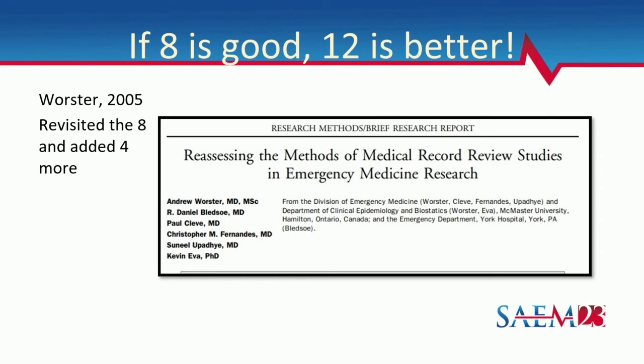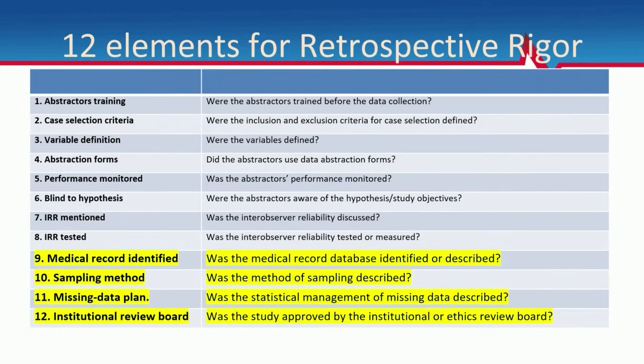This is the Worcester, about 9 years later, 2005. They added 4 more elements. So we had those first 8, now we have 12 elements. It starts to get a little more complicated, but it's basically stuff that you already know and do. This was just a way to add a little more detail to what was already out there.